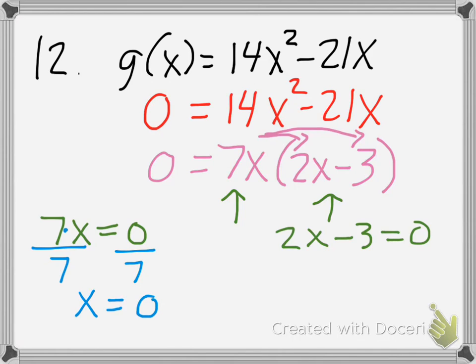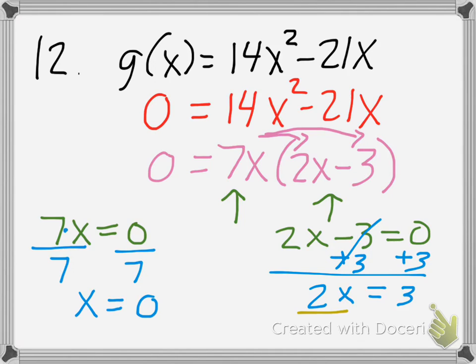For my second equation, in order to get x alone, I need to move what's not attached to the variable first, so that would be adding the 3 to both sides. So I have 2x is equal to 3. One more step in order to get the x alone. There's a 2 attached through multiplication, so the inverse is divide. So my two solutions are x equals 0 and x equals 3/2.